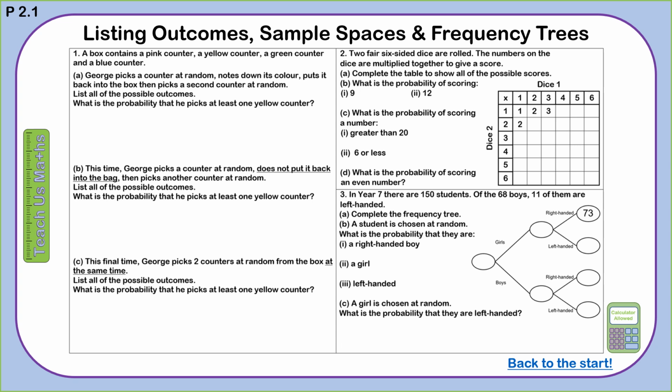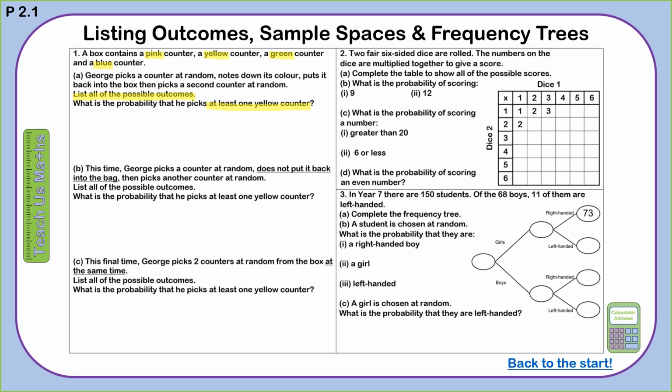Let's have a look at the first question. Number 1. A box contains a pink counter, a yellow counter, a green counter, and a blue counter. George picks a counter at random, notes down its colour, puts it back into the box, then picks a second counter at random. List all of the possible outcomes. What is the probability that he picks at least one yellow counter?